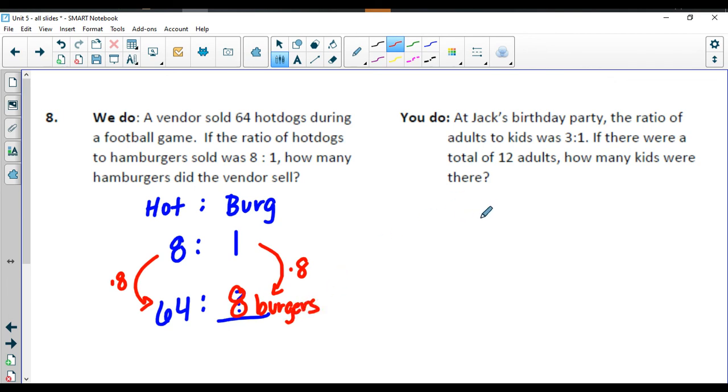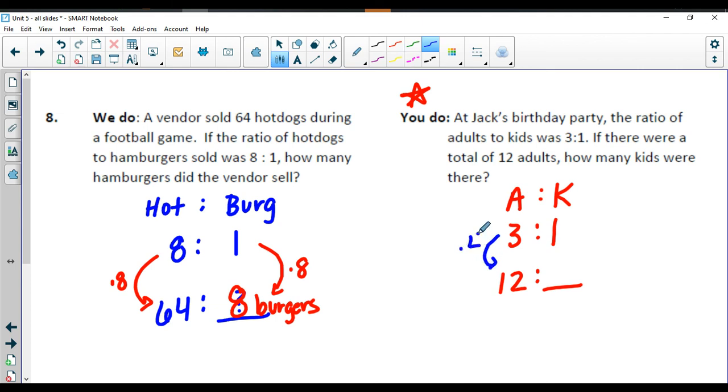You're going to go ahead and take a look at this one. Jack's birthday party, the ratio of adults to kids was 3 to 1. There were a total of 12 adults, so how many kids were there? So go ahead, take a minute, follow those same steps, and figure out how many kids. So adults to kids was 3 to 1. We know there were 12 adults, and we're going to try and figure out how many kids. 3 times what gets us to 12? That's times 4. So over here, we're going to multiply by 4, and there were 4 kids at the party.